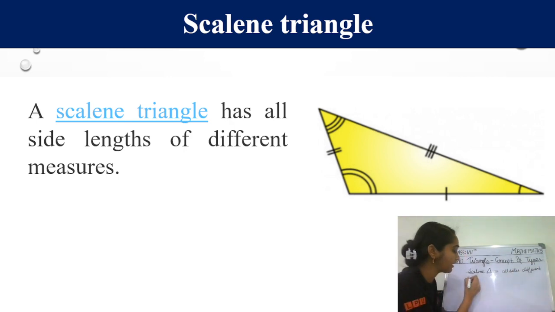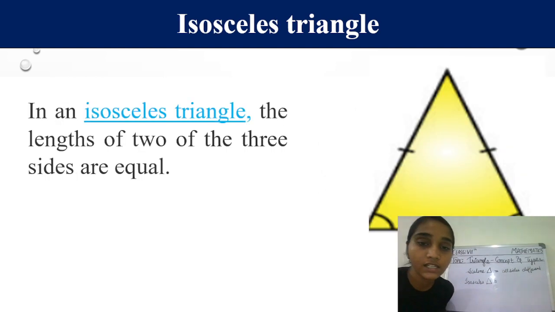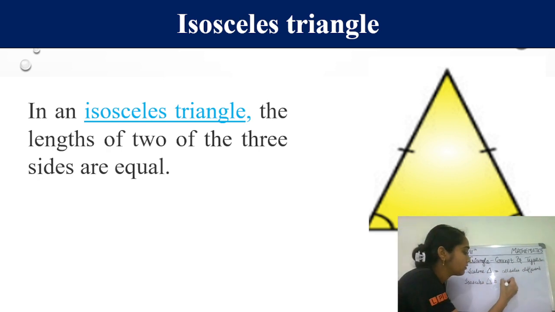And the next type of triangle, students, is the isosceles triangle. Students, what is an isosceles triangle? It is a triangle in which the lengths of two of the three sides are equal. Among the three sides, the lengths of two sides must be equal. So we can see that two sides are equal in an isosceles triangle.